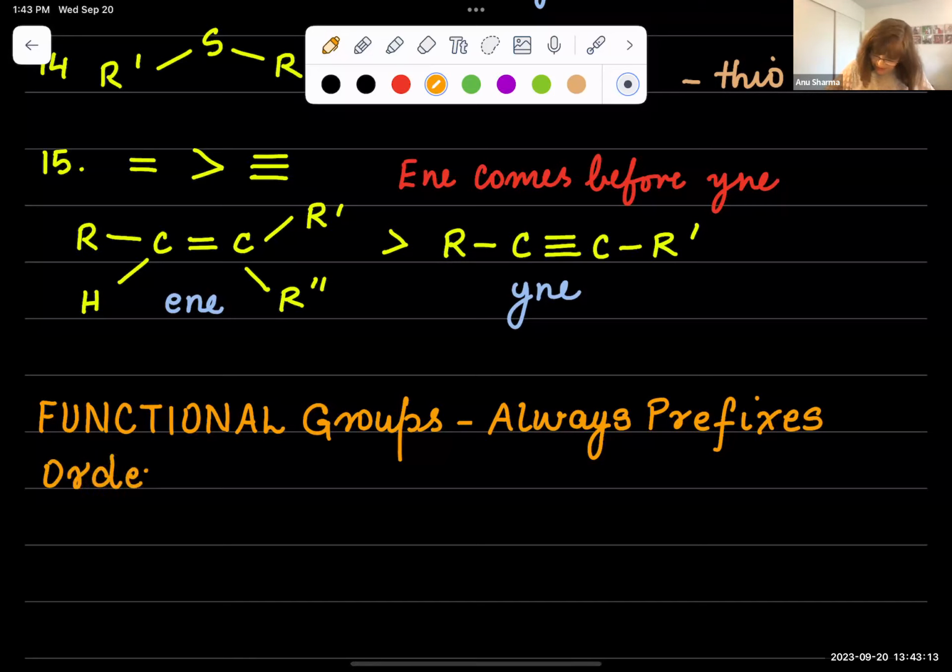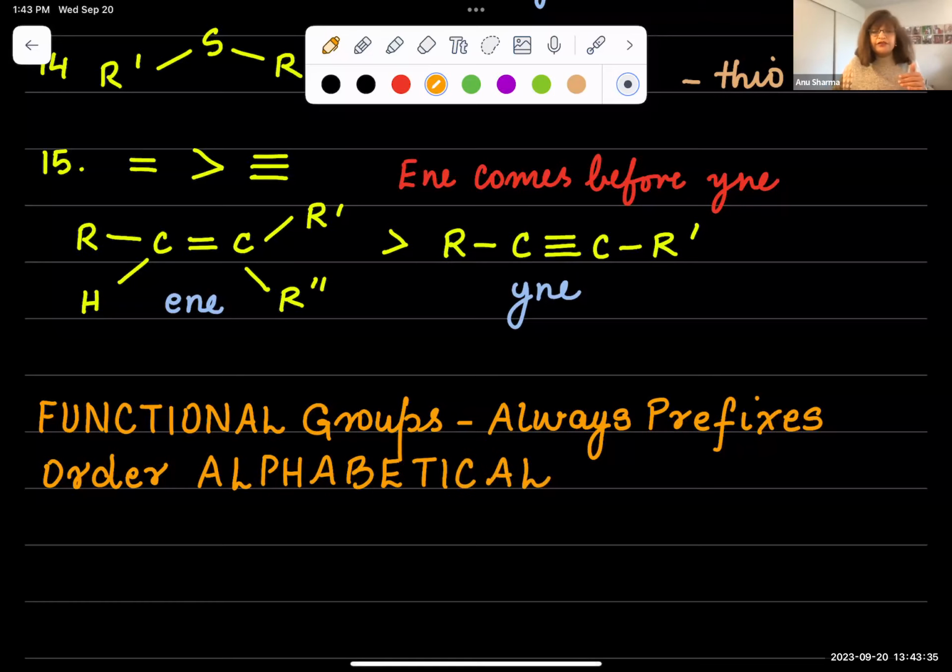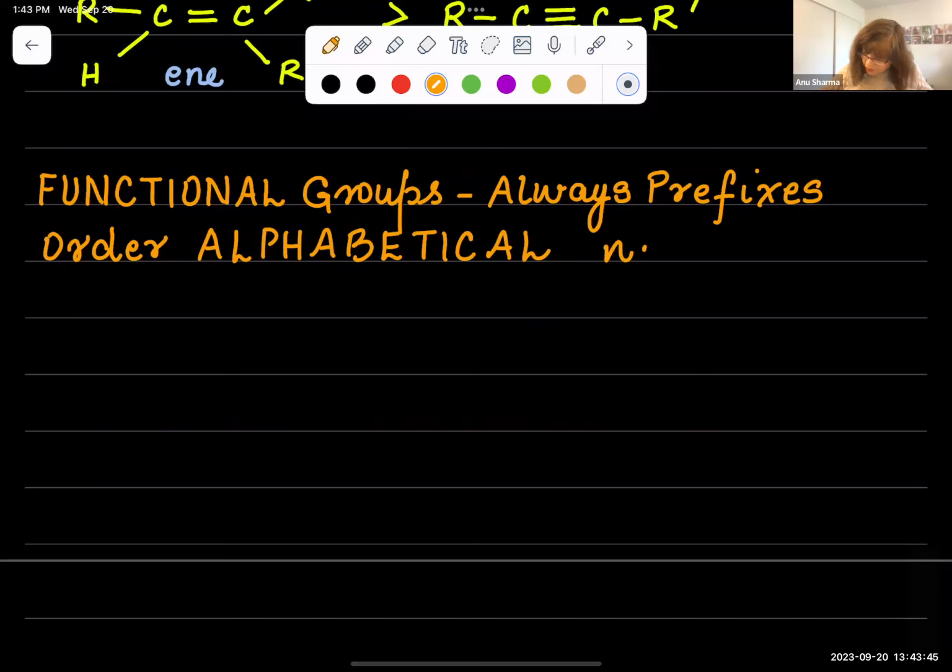They are ordered when we are naming them. We name them in alphabetical order. So their order is alphabetical: A, L, P, H, A, B, E, T, I, C, A, L. For example, bromine, chlorine, fluorine. Bromine comes first, then chlorine, and then fluorine. So all this relates to naming and the priority, and then of course the introduction to the functional groups.